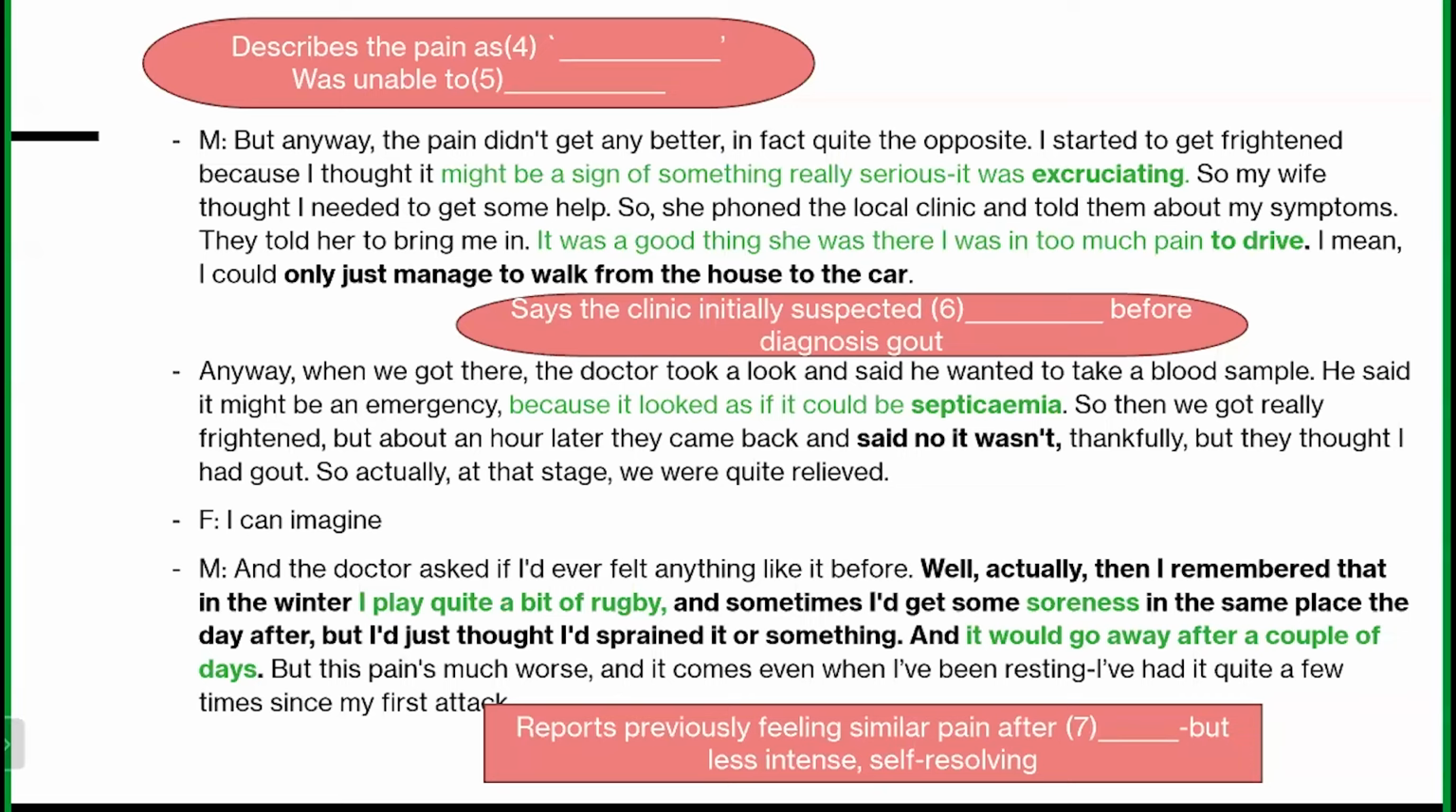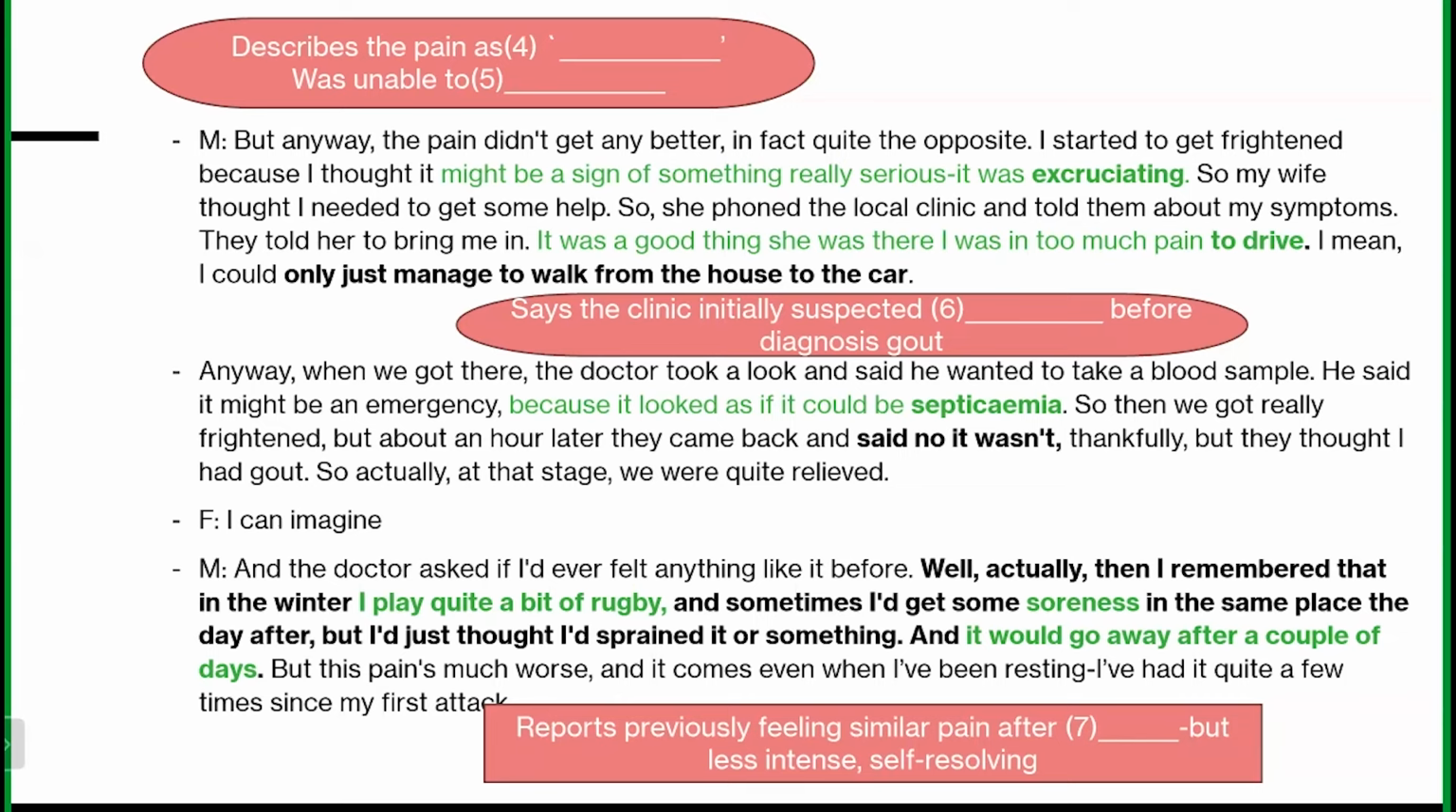And then the sixth answer option says clinically initially suspected. See here, because it looked like it could be, you can say could be septicemia. They have not confirmed. "Could be" means, you all know, modal verbs used to express opinion or suggestions. So it could be septicemia. That is what he is telling before diagnosing gout.